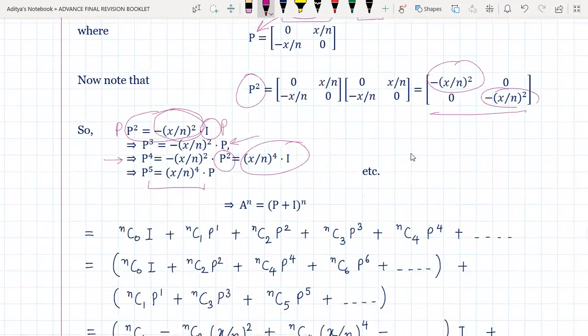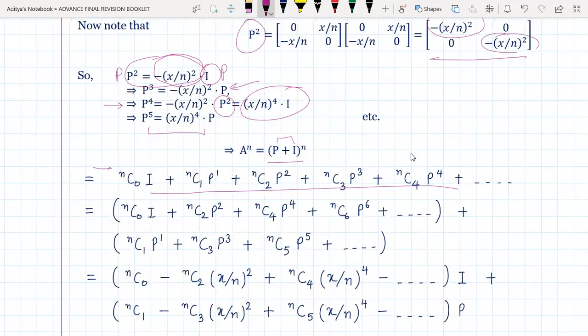So A power n would simply be P plus I whole power n. Now since P and I are commutative, we can directly apply the binomial theorem because algebra will behave just like numbers. So this is the expression that we are getting. Now what we are doing is we are clubbing them in a particular way. All the even indexed terms, like where this 0, 2, 4, these are even, those I have combined together. Basically what we are doing is even powers of P we are clubbing together, and the odd powers we have clubbed together. Now of course P square was simply minus x by n whole square into I.